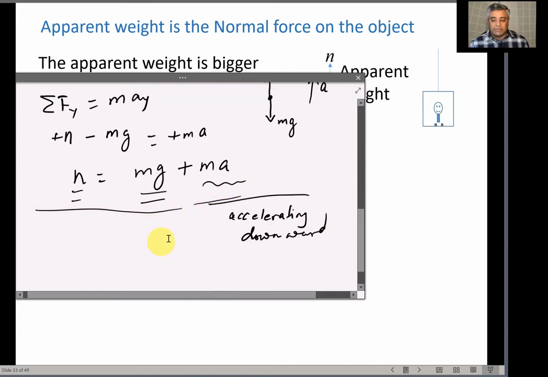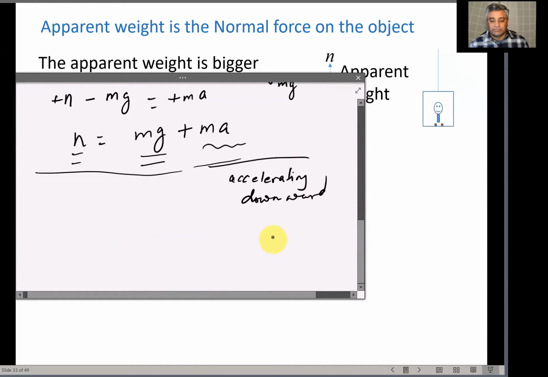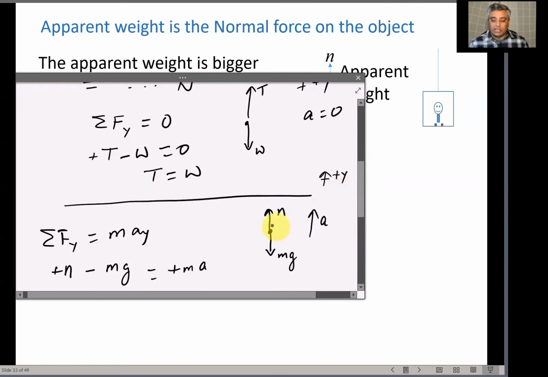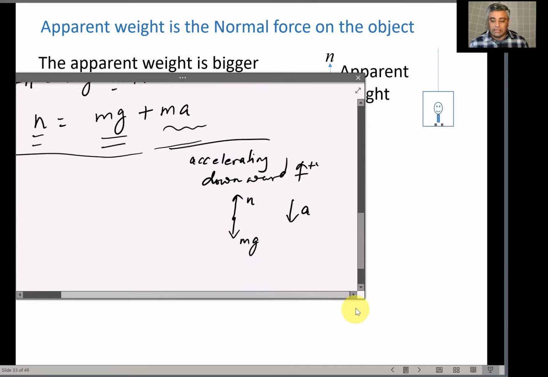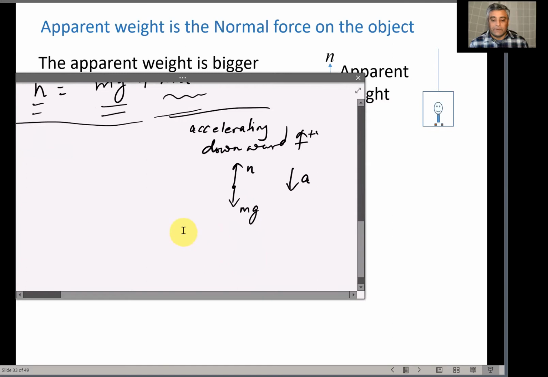So let's make a free body diagram. Forces are still acting in the same direction. What changed is acceleration. Now acceleration is pointing down. It is always a good idea to include acceleration in your free body diagram, but not on the dot, but somewhere on the side. Acceleration doesn't belong on that dot. Okay.